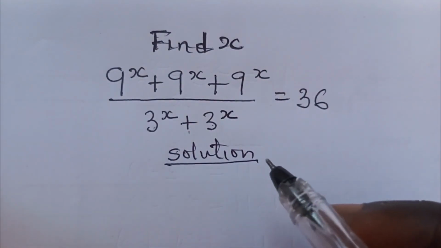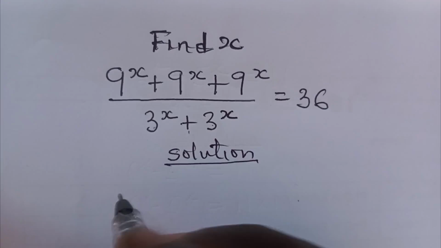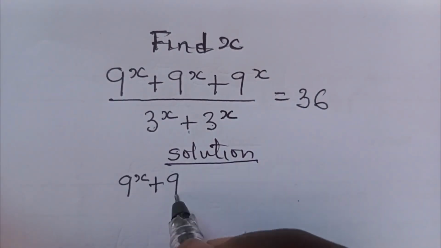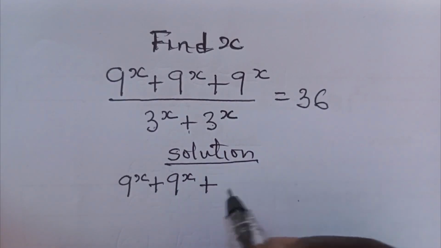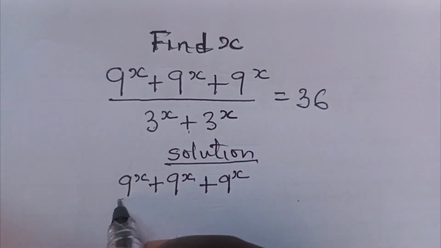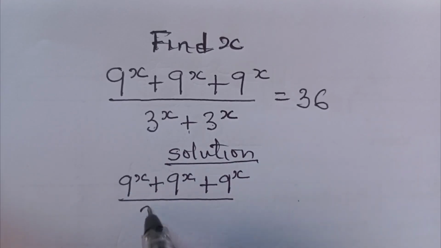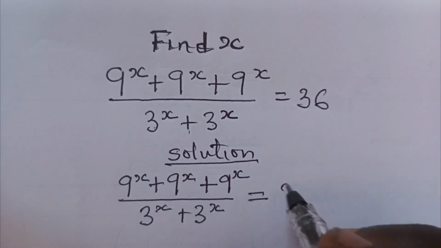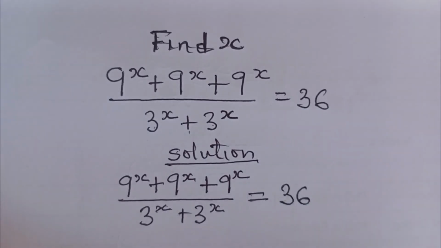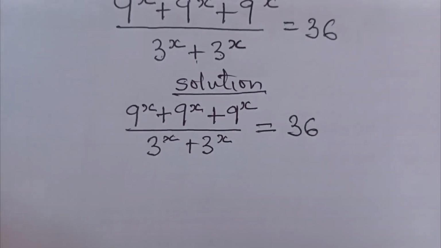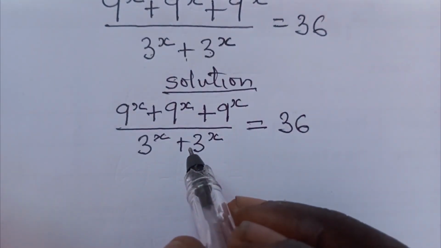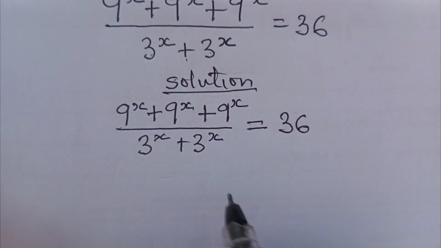Okay. The first thing that we are going to do here, let's write the question. (9^x + 9^x + 9^x) divided by (3^x + 3^x) is equal to 36. So next thing is to factorize. We are factorizing the value here.